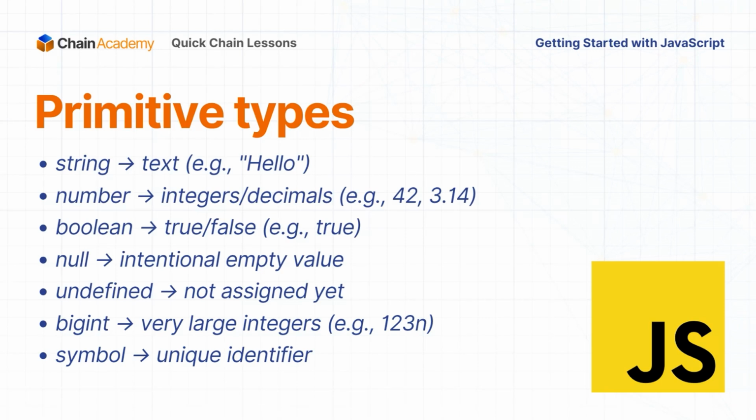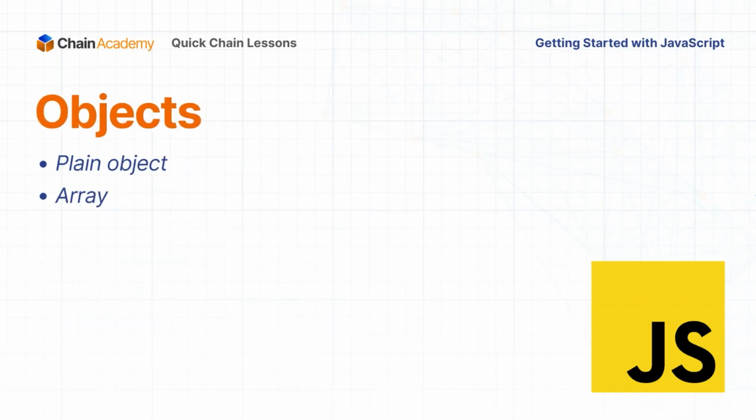While the BigInt is used for very large integers that go beyond the normal number range. And finally, the symbol. This is a special type used to create unique identifiers, often useful in advanced coding. So, whenever you are working with values in JavaScript, they will fall into one of these primitive types, unless you're working with an object. So, let's move on to objects, the second big family in JavaScript.